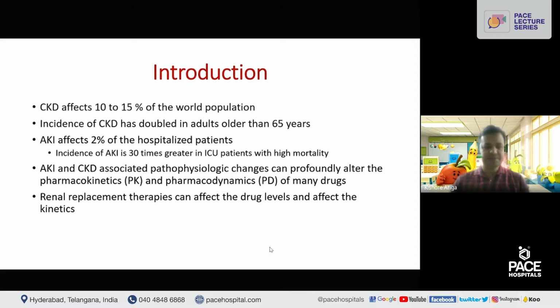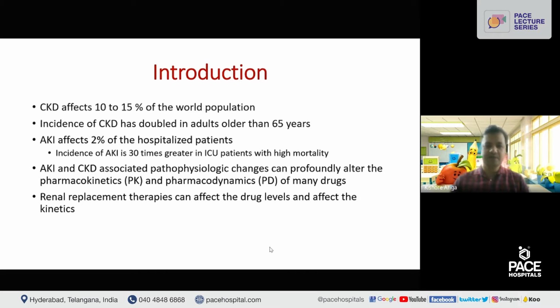So, coming to introduction, chronic kidney disease affects around 10 to 15% of the world population, and its incidence is doubled in adults who are more than 65 years of age. And acute kidney injury affects around 2% of the hospitalized patients, and the incidence of the AKI in ICU is 30 times more. And as the AKI occurs in ICU, the mortality of these patients is also very high.